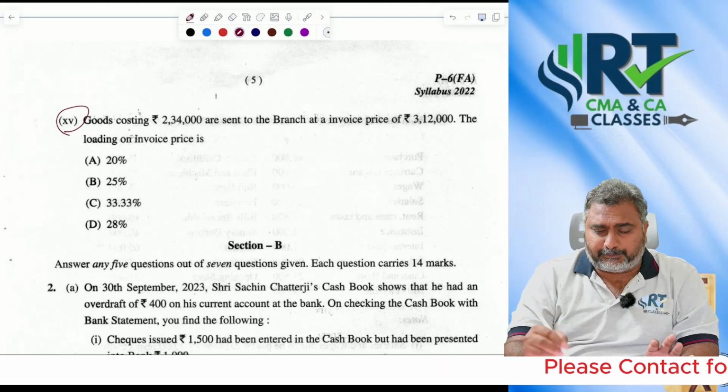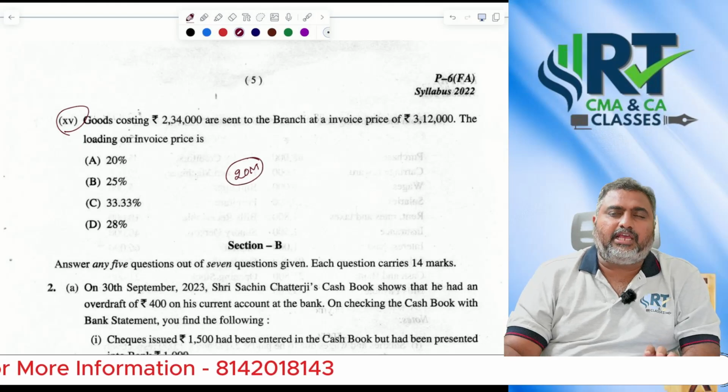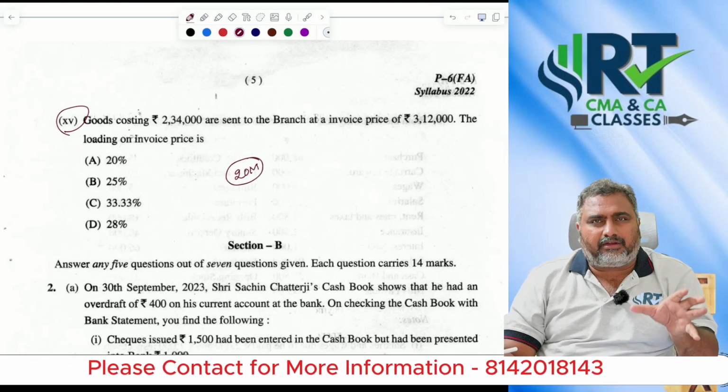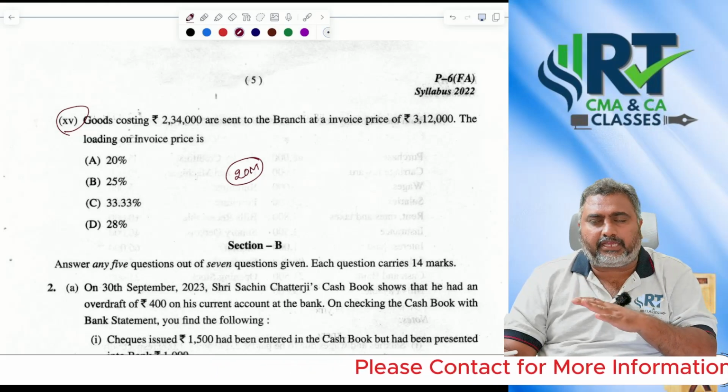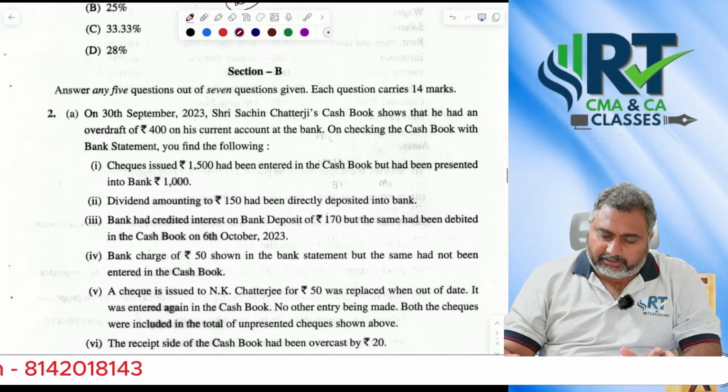So my expectation is that you can comfortably score at least 20 marks. If you have a minimum idea on all the chapters, then you can handle your MCQs nicely.